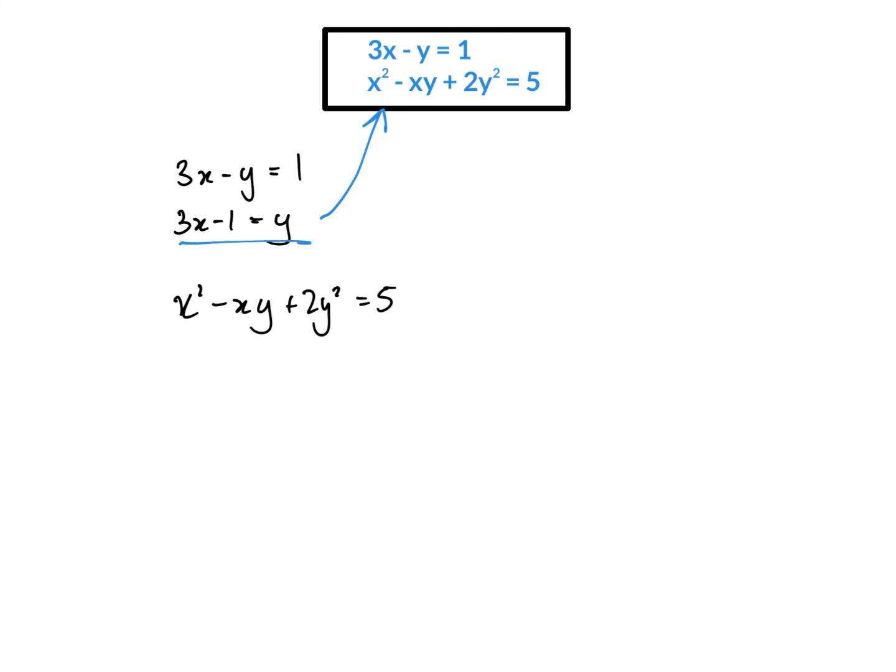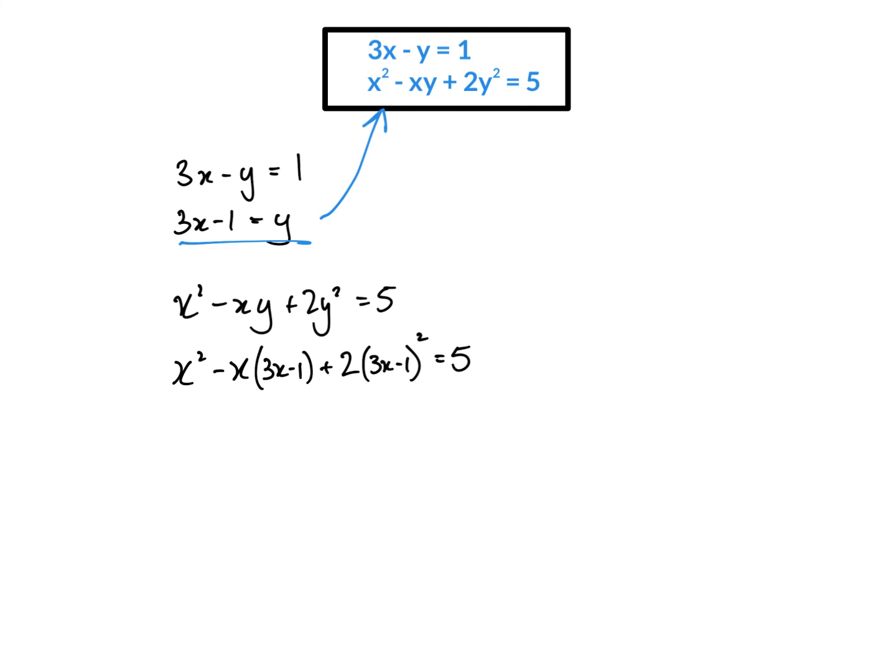So let's just see how we do that. So it's x squared, there's no y there, minus x, minus xy. So instead of that y, we're going to write 3x minus 1. So I'm just putting a bracket around it. Plus 2. Now just be careful here. This is y squared. Well, y, we're writing 3x minus 1, but then we're squaring that. And that's equal to 5.